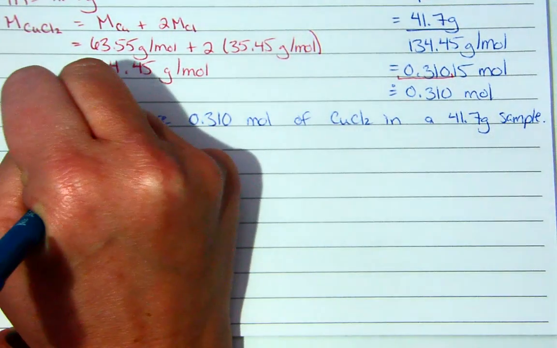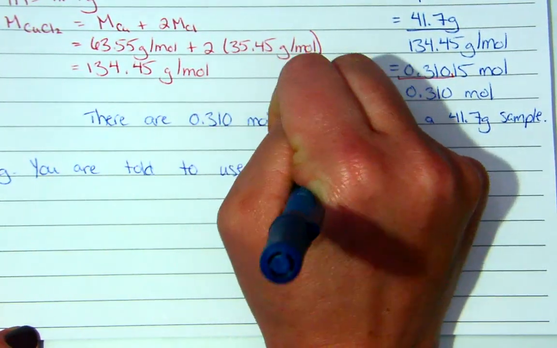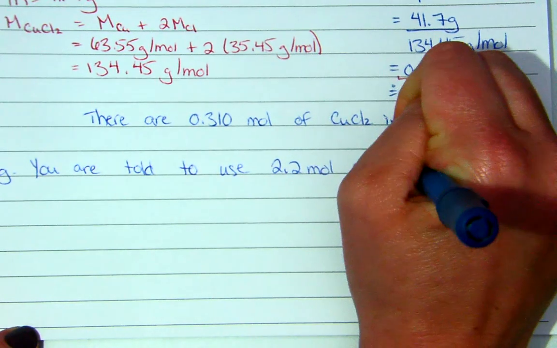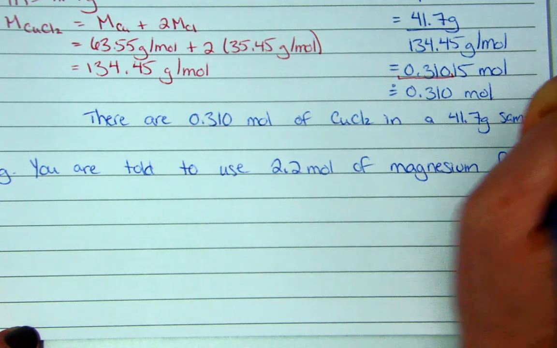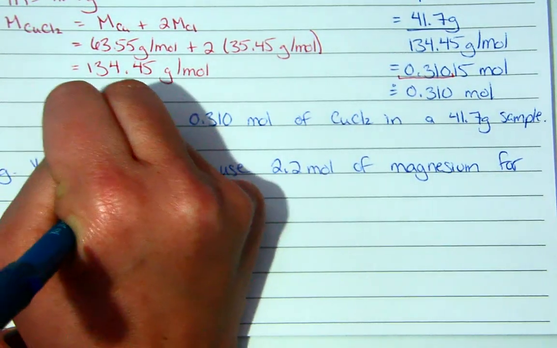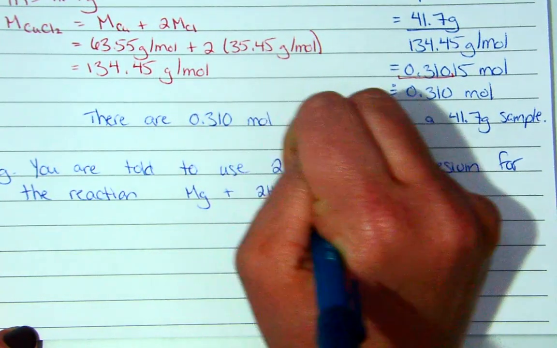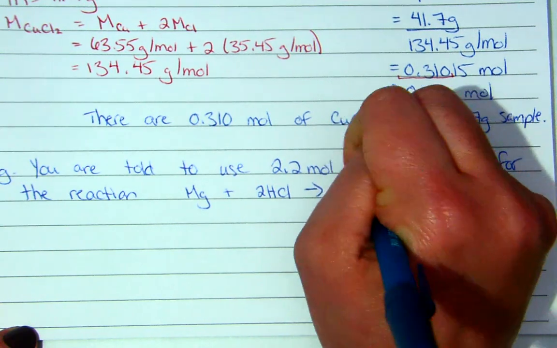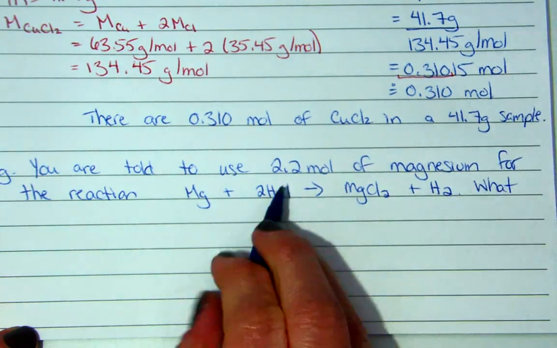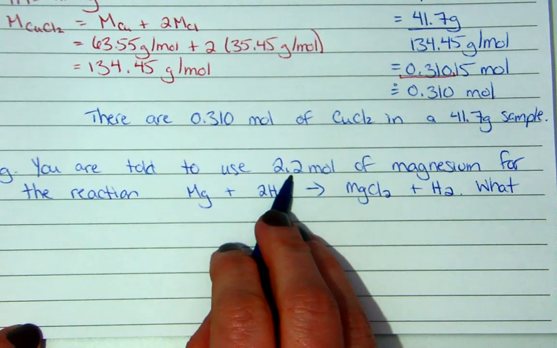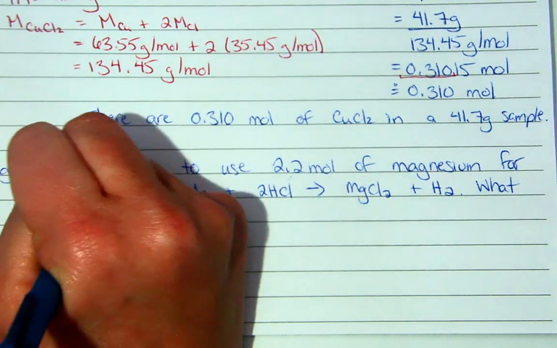For example, you are told to use 2.2 moles of magnesium for the following reaction. So I want magnesium to react with hydrochloric acid to form magnesium chloride and hydrogen gas. I want to know what mass, not what amount. I don't have a scale that reads moles because it varies for every single compound. I want to know what mass of magnesium I should be using.